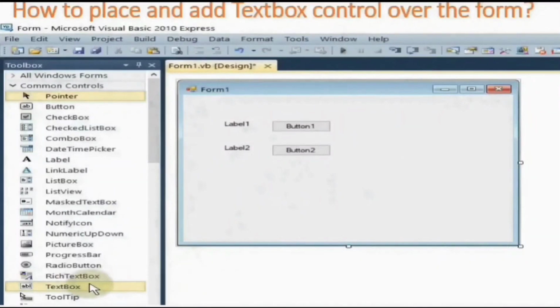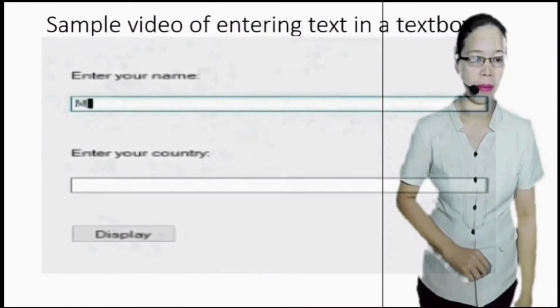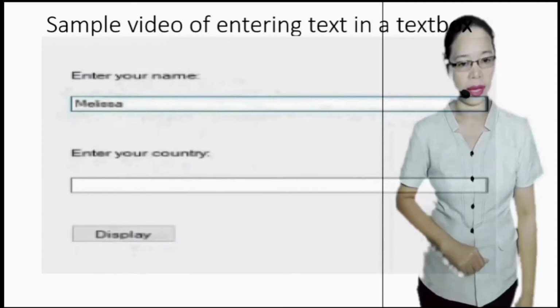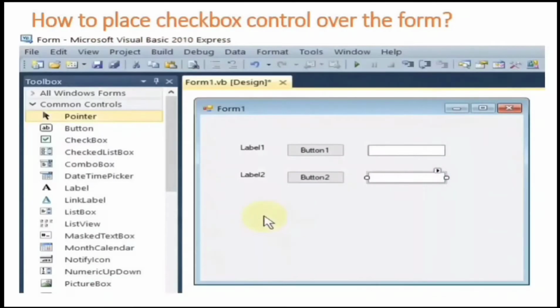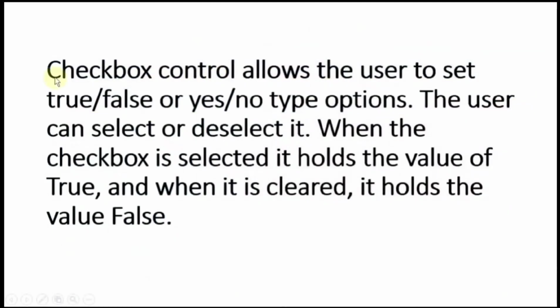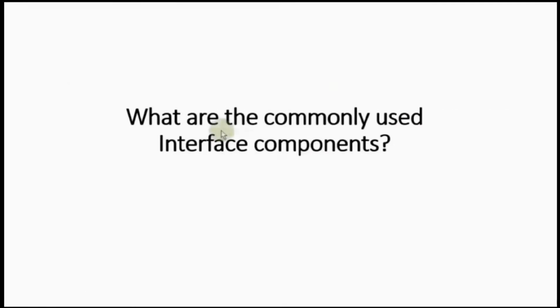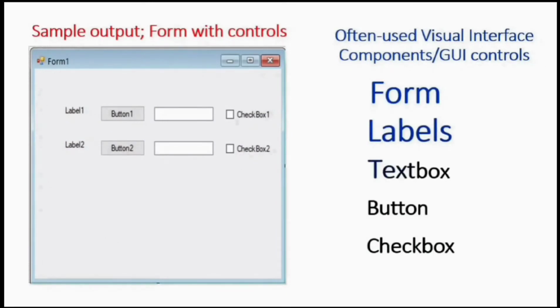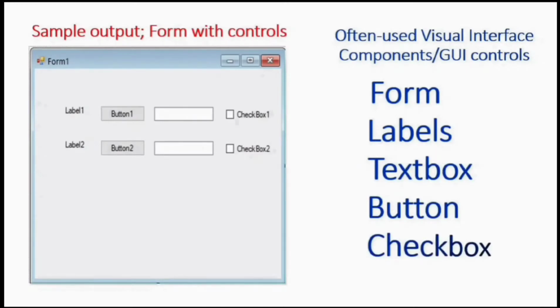Now, let's add another control to the form. You're great on your quick action. This box is used to input text and display text as an output. A computer user can type the data or paste from the clipboard. This is another control that you may add to the form. What are the commonly used interface components? The often used visual interface components or graphical user interface components are form, labels, text box, button, and checkbox. What are the elements of Visual Basic controls?